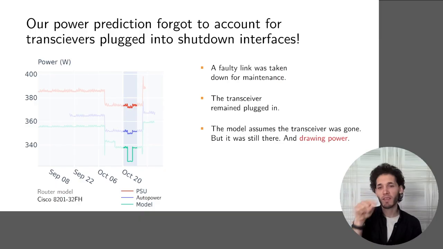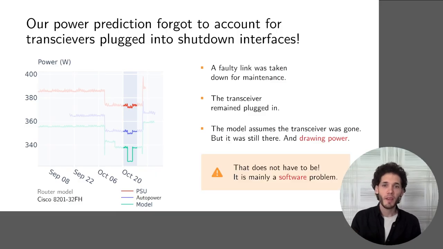Remember, we had this gap here, and by investigating further into the logs of the router, we could see that on that particular day, a link was taken down for maintenance reasons remotely, and the transceiver remained plugged in. So because the model was agnostic to this, we assumed the transceiver was gone because the link was taken down and we had no packet counters anymore, but it was still plugged in and it was still sucking power, which is why it doesn't dip that much on the other two lines.